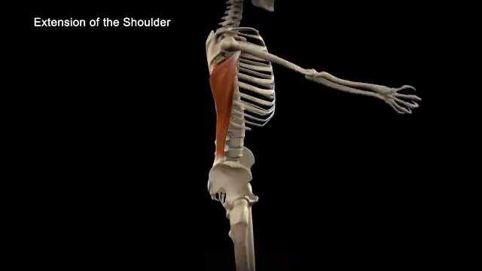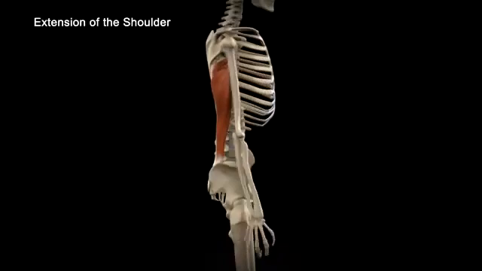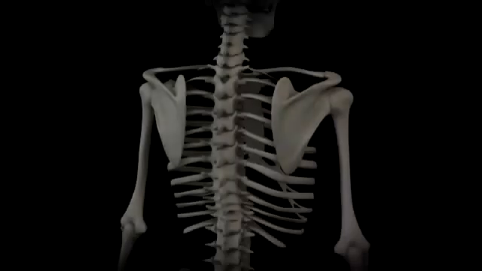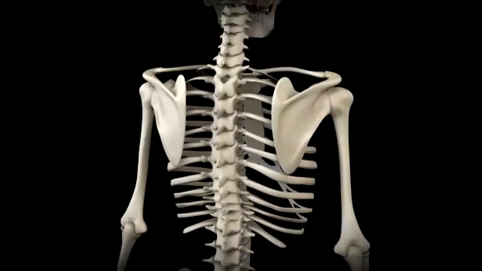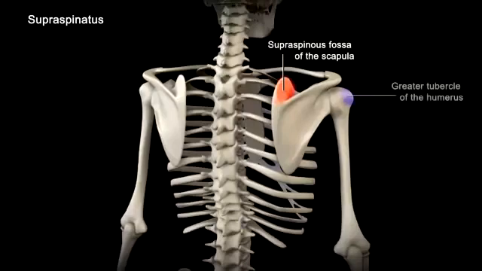The prime movers of shoulder adduction, the pectoralis major and the coracobrachialis, are opposed by the shoulder abductors. The shoulder abductors are the supraspinatus and deltoid. The supraspinatus originates at the supraspinous fossa of the scapula and inserts on the greater tubercle of the humerus.